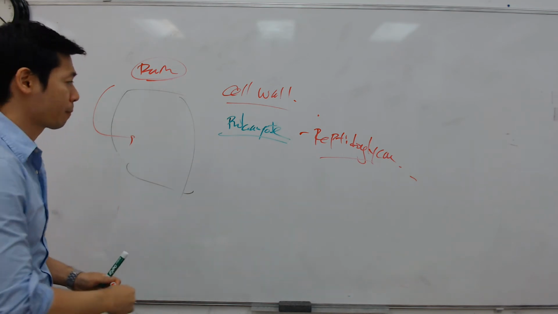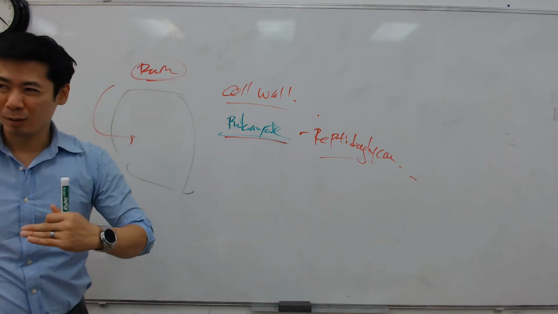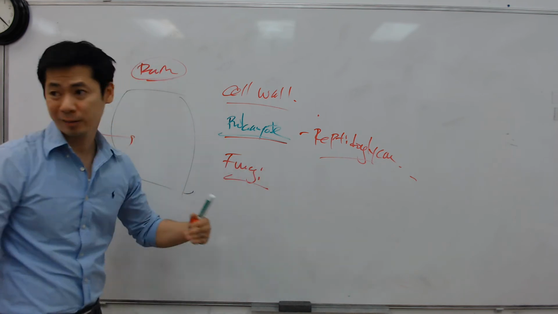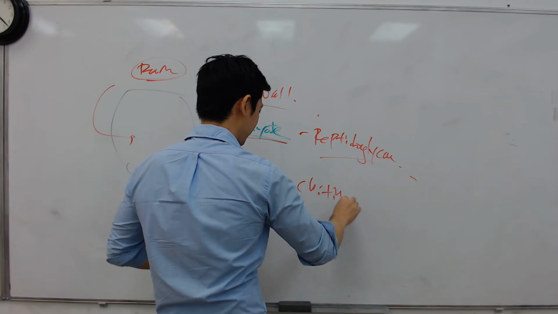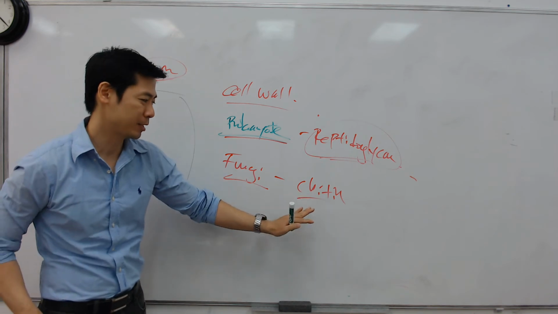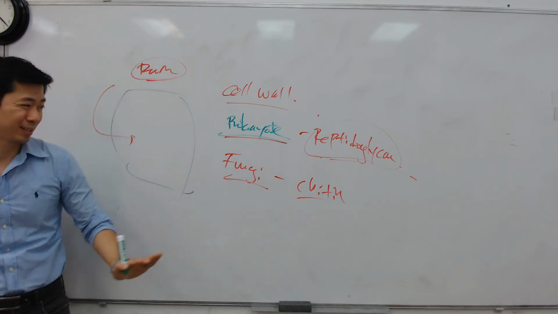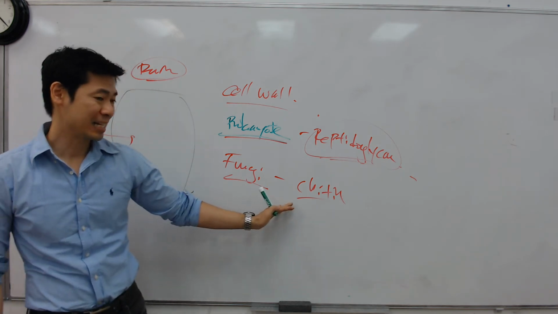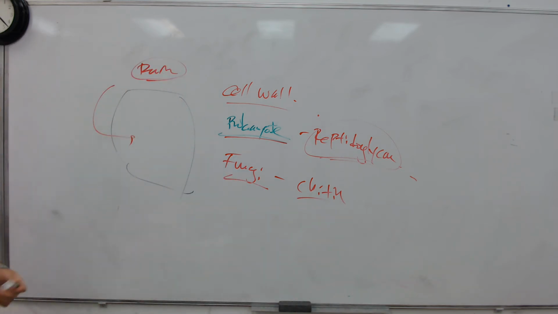Also, fungi have a cell wall too, which is made up of chitin. Chitin is a sugar with some proteins on it. Chitin is also the exoskeleton of insects. So that's the cell wall the fungi have.